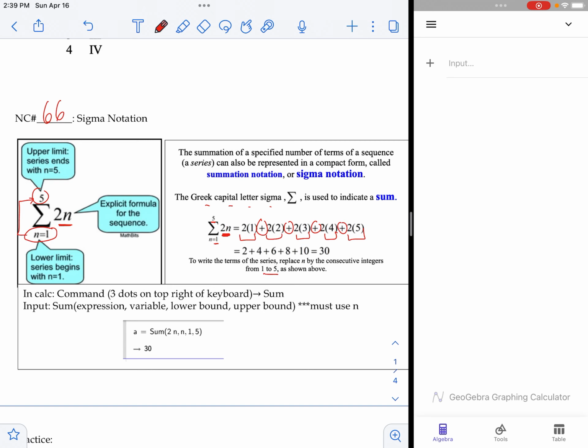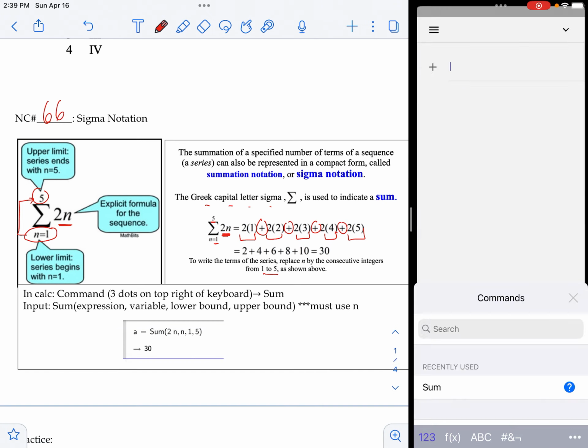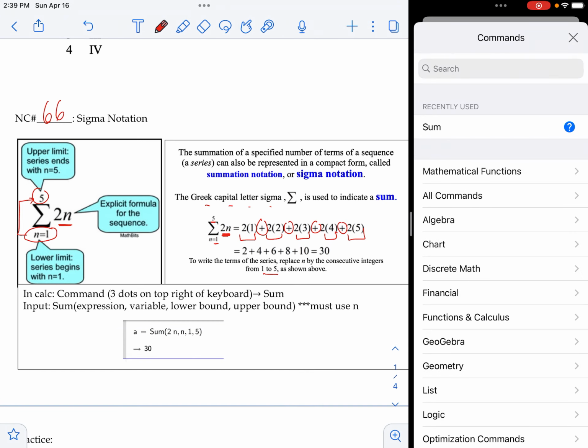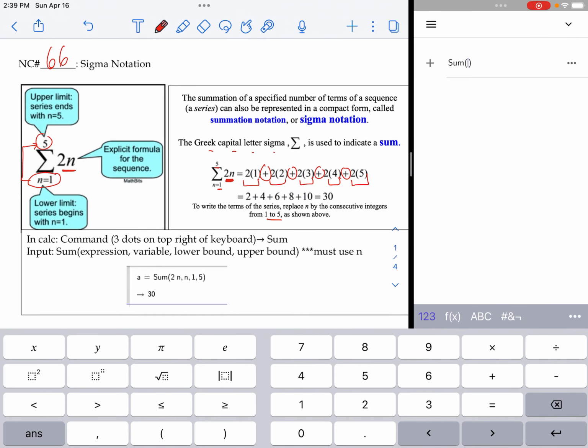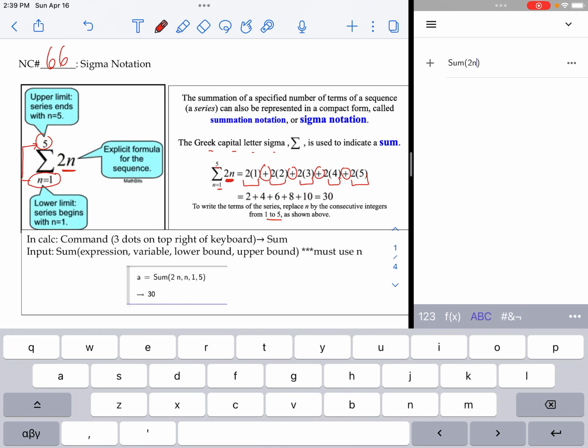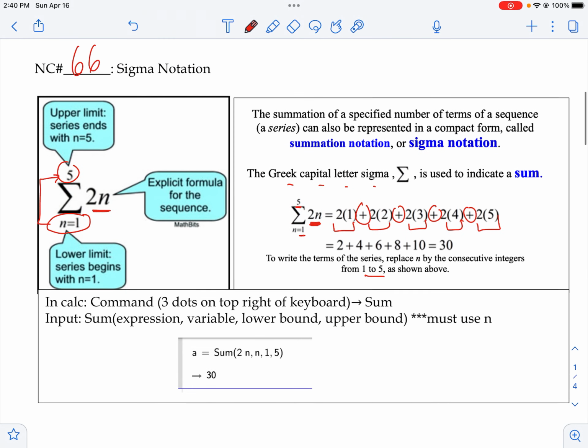Or we could do it in the calculator. So we need to use the command. If you go in the first input, I'm pressing the 3 dots to get to the commands menu, search for sum. And then you put the expression, in this case 2n. So 2, and note you have to use the letter n. So that's different than usual. Comma, n, comma, then go back to the numbers to put the lower limit, comma, the upper limit, enter, and there's your answer. All right, so there's not much to write here.